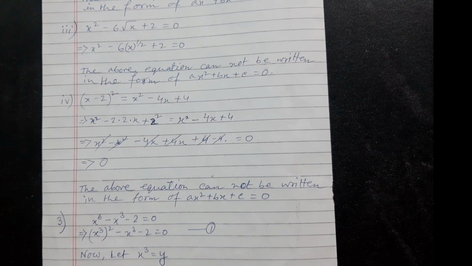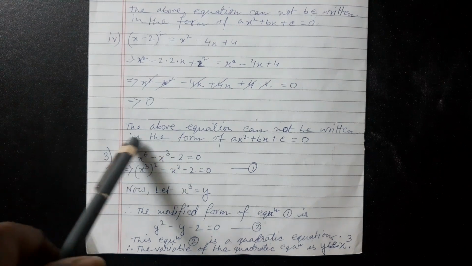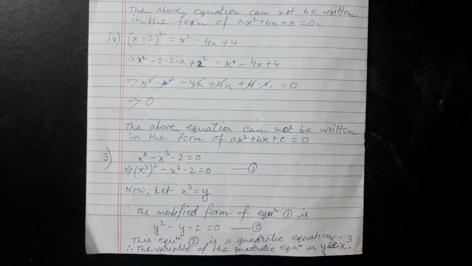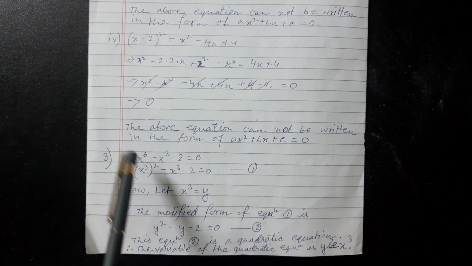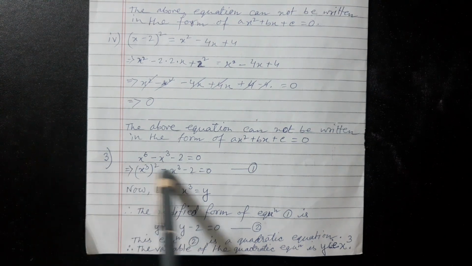Now, sum number 3. Let us determine the power of the variable in which the equation x to the power 6 minus x cube minus 2 equal to 0 will become a quadratic equation. So, we have to change this equation into a quadratic form by managing this power. How will we do that? We can write x to the power 6 in this form, x cube whole square. Now, it is in the quadratic form.